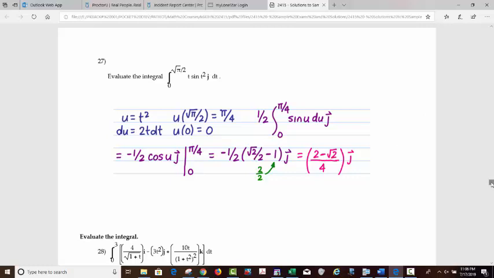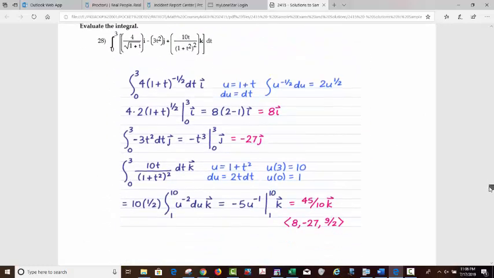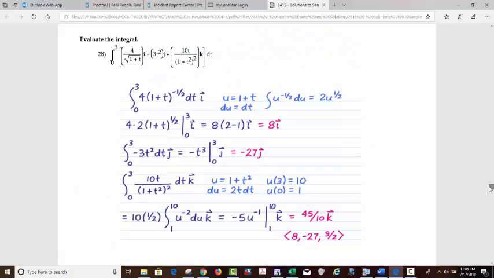So let's see what the next one is. Now the next one's got 3 components, 3 separate integrals. First one's going to be a u substitution. The third one will be a u substitution. The middle one's simple because it's just 3t squared. So let's say I just brought the square root of 1 plus t up to the top to make it 1 plus t to the negative 1/2. So u equals 1 plus t, makes du equal dt, so nothing to adjust.